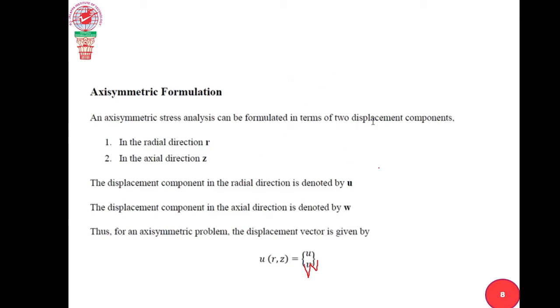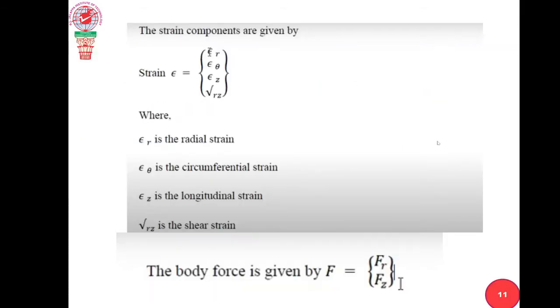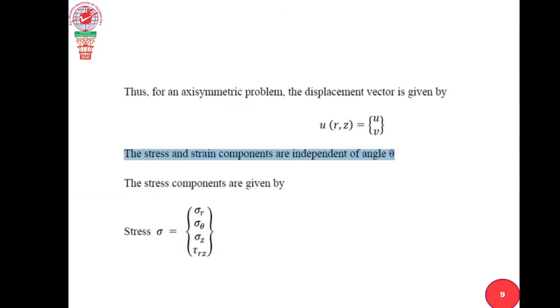Keep this in mind. With respect to the radial direction, the displacement we call u. With respect to the z direction, the displacement we call w. That's all. And as I said already, it is independent of the angle theta. The displacement along theta we are not considering.